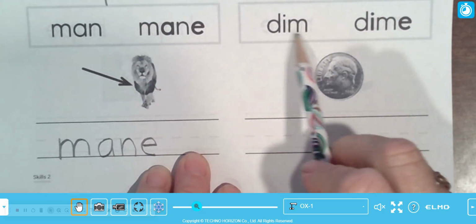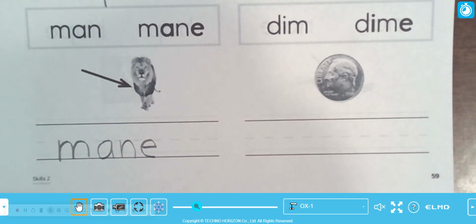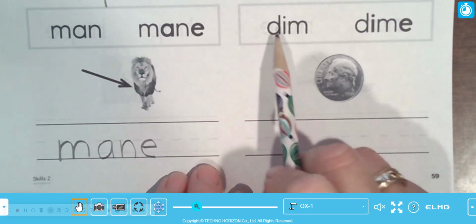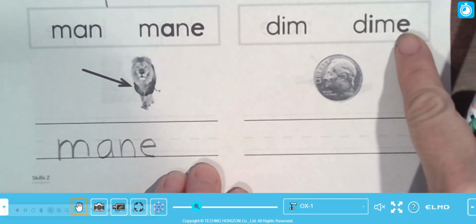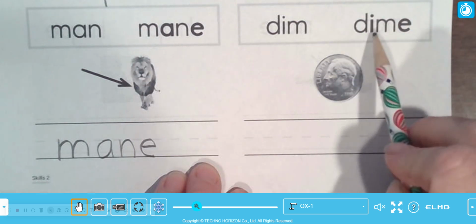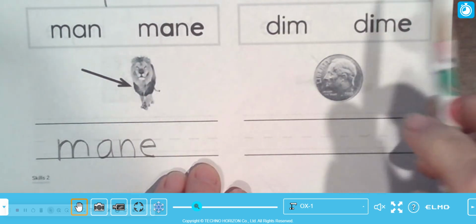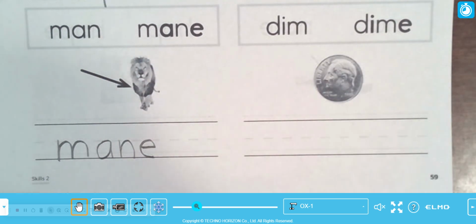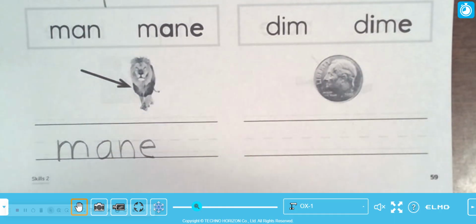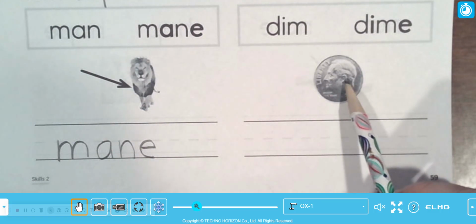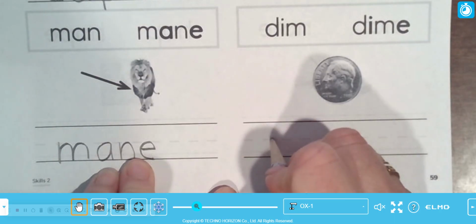Okay, can you read this word? Yeah, it's the word dim, right? Dim. Now this word looks like dim, but then it's got that silent E at the end, which changes this from an I to an I sound. So what is this word? Dime. Yes, so dim or dime, which one matches the picture? Yep, dime. This is a dime, which is 10 cents. So let's write down dime.